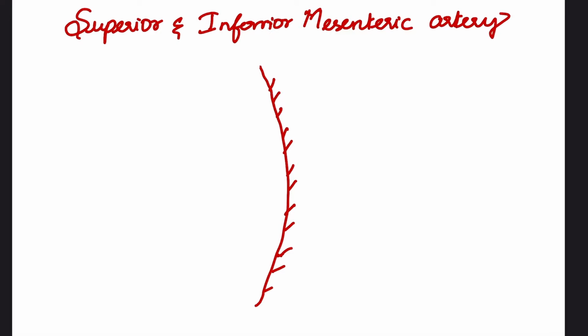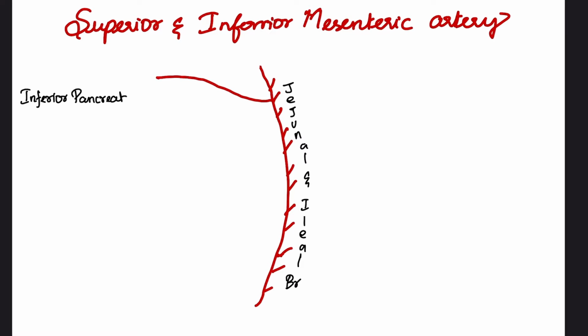On the convex side of the superior mesenteric artery, jejunal and ileal branches, and then there is one branch, that is inferior pancreatico-duodenal artery.